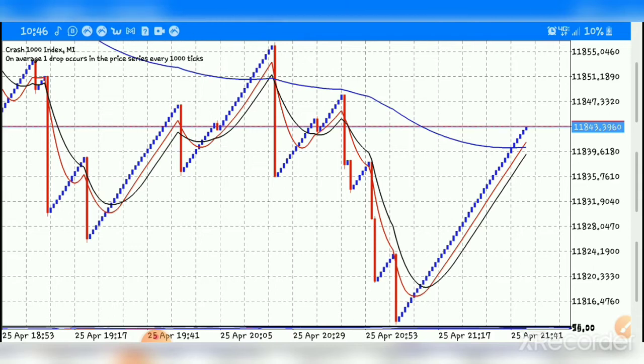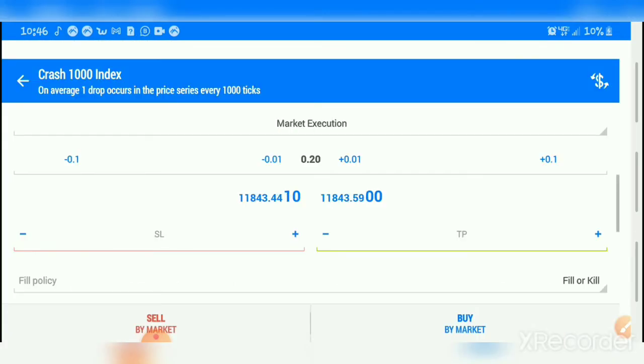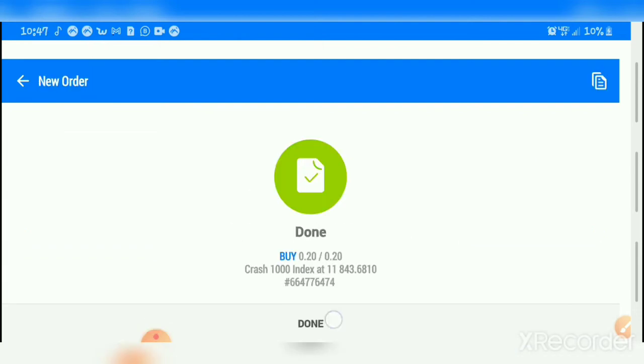So very soon there will be a spike. I want to intentionally make this spike catch me, so you understand what I'm saying. Once you click on buy, you are using a stop loss like this, which is 0.2 for crash 1000, boom 1000, crash 500 and boom 500. So let's say I click on buy trade.